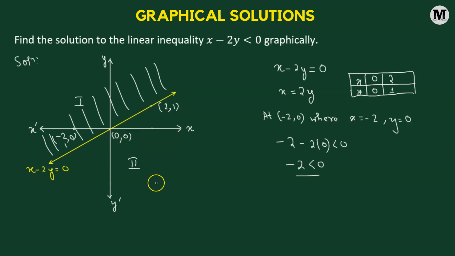And we can also double check that any point picked up from region number 2 is not going to be a solution. So let's say we pick up the point 2, -3. So we will substitute this value into our inequality. So at 2, -3, we have 2 minus 2 times -3 less than 0. So we get 2 added to 6, so that's 8. 8 is less than 0? No, that's a false statement. So that means any point that we pick up from region number 2 is not going to be a solution to the given linear inequality. It's only going to be from region number 1.